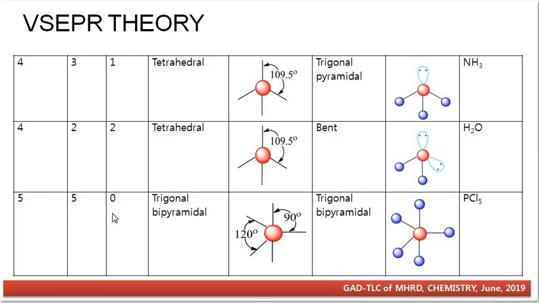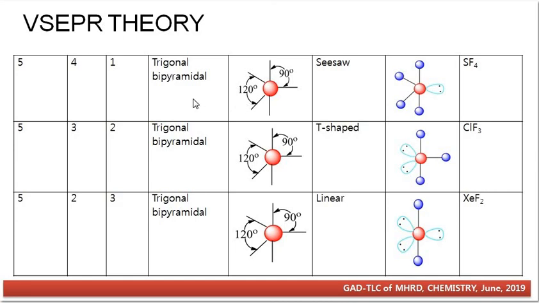And if we have five electron pairs around a central atom, then the electron pair arrangement will be trigonal bipyramidal and bond angles. In trigonal bipyramidal we have two axial positions and three equatorial positions, and the angle between equatorial and axial position will be 90 degree, and between equatorial positions the angle will be 120 degree, for example PCl5.